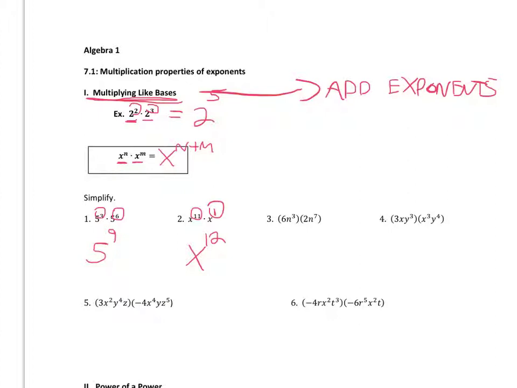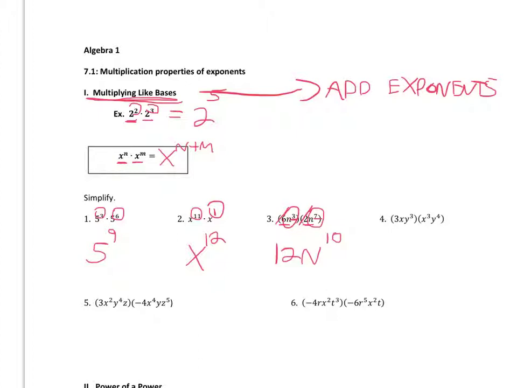3, and really the rest, 4, 5, and 6, now we're going to add coefficients before the variables. So if you add coefficients, you want to multiply those first. So you have 6, and you have this 2. 6 times 2 gives me 12. So I'm done with 6 and 2. I'm going to cross those out. Then you have n cubed times n to the 7th, so I'm going to have n. Now you're adding the exponents, so 3 plus this 7 gives me an exponent of 10. So we have 12n to the 10th.